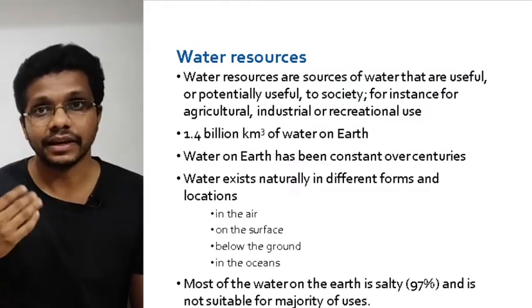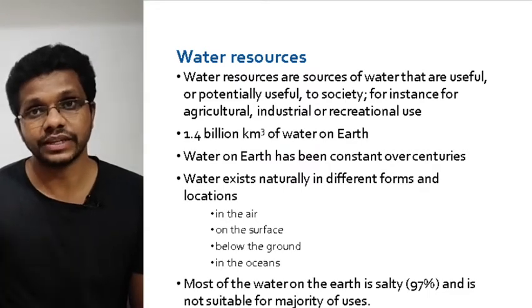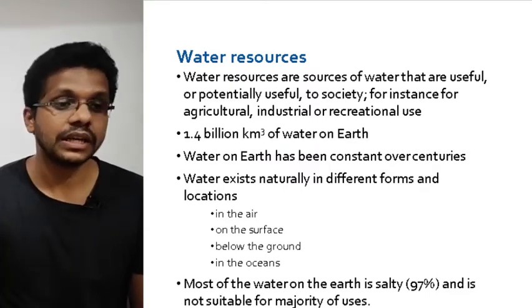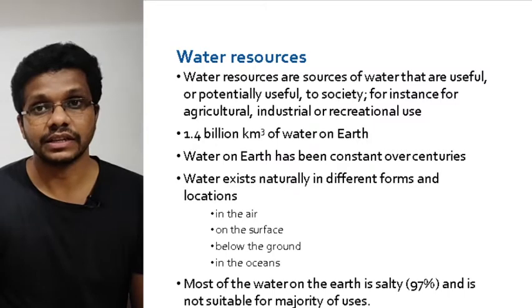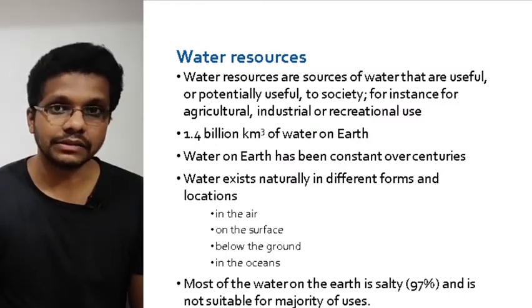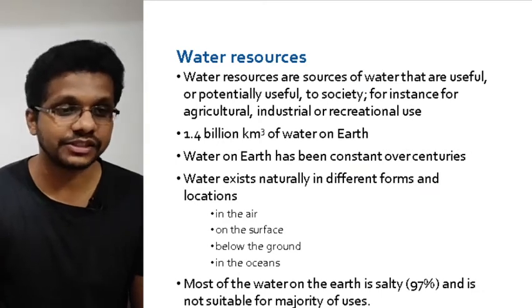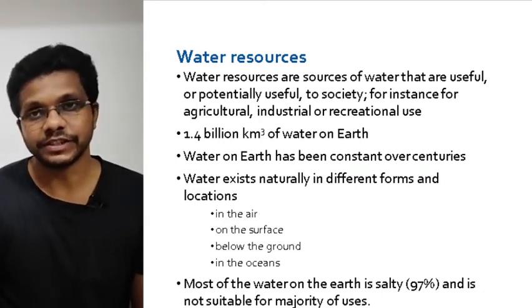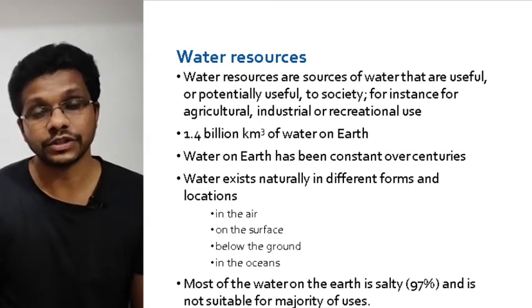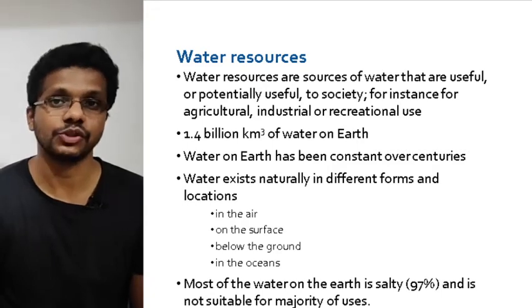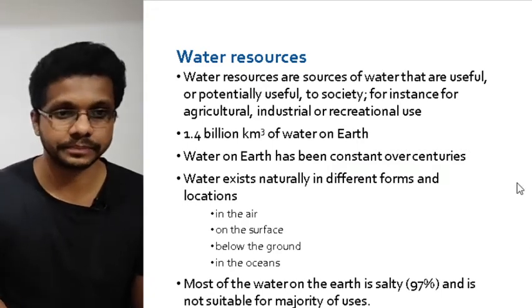It can be in the atmosphere in the form of water vapor or clouds, or on the surface of the earth in the form of rivers or lakes. We have underground water or groundwater, which is under the earth's surface. And finally, we have oceans, and oceans hold a huge amount of water. About 97% of earth's water is in oceans.